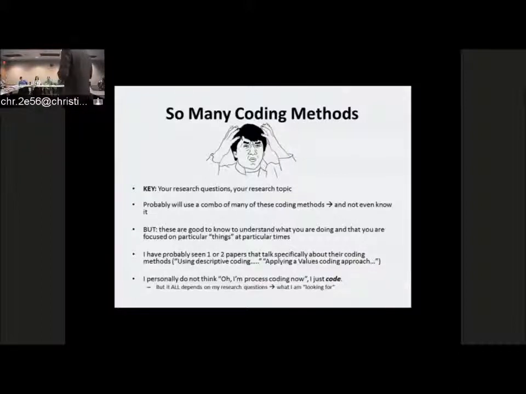But again, I think it all comes down to earning the right to engage in interpretation, which means that you have gone through a rigorous analysis of the data. You didn't just stop at your primary codes.